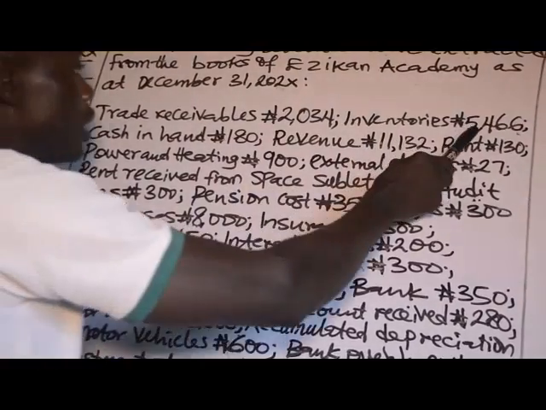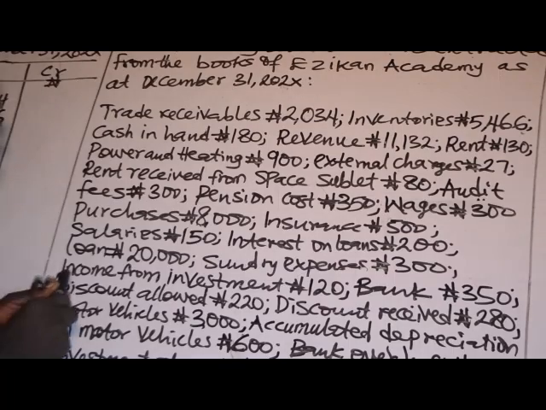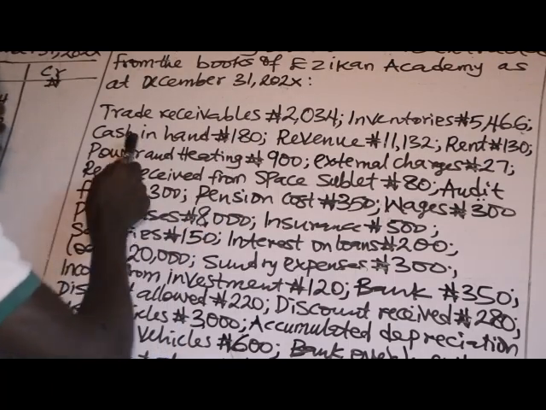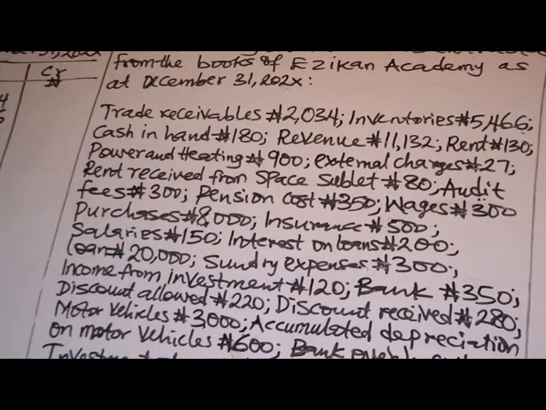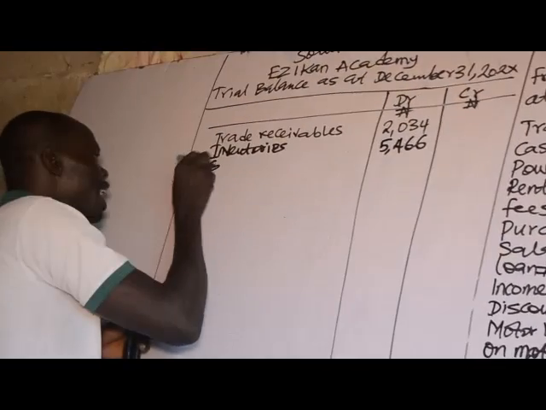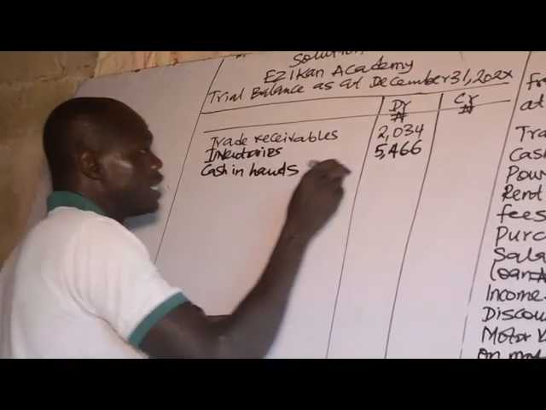After inventories, the next item is cash in hand, and that amounted to 180. The cash you have in hand is also an asset. An asset should be debited. So we have cash in hand of 180.